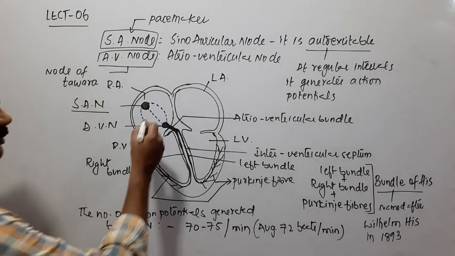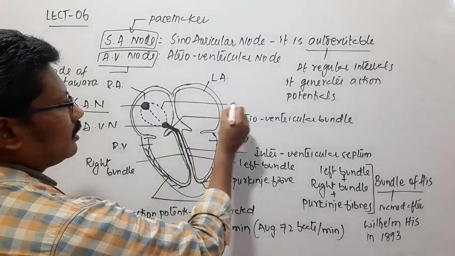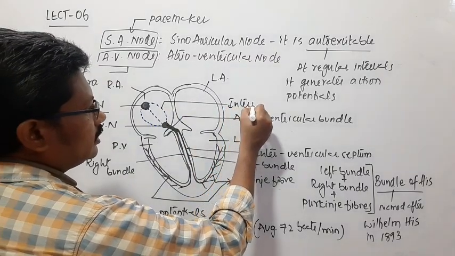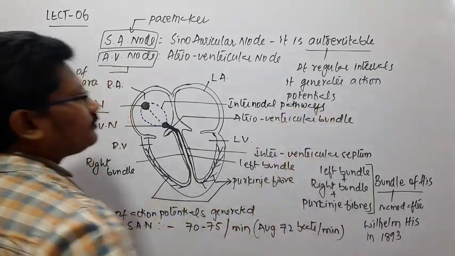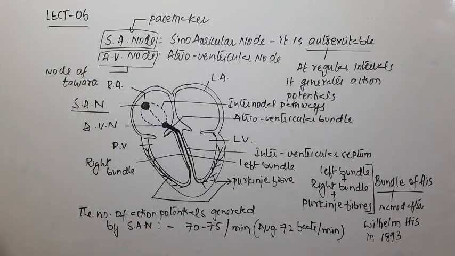Right, so here one more point. So these can be taken as internodal pathways. Right, so that's all about a few more points about the heart.